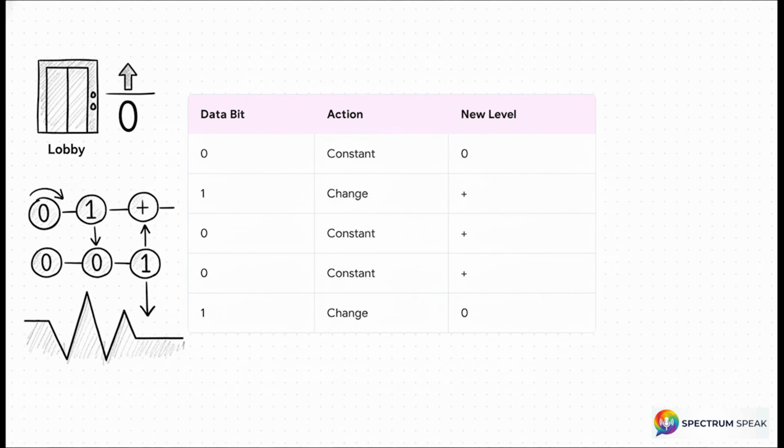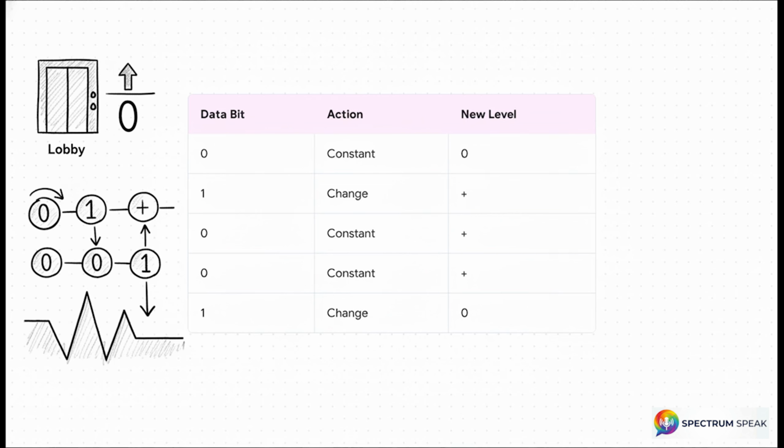Let's methodically solve the first few bits together. We'll start our elevator right in the lobby, at level 0. Our first bit is a 0, and remember the rule for 0? It's hold, so we stay at 0. The next bit is a 1. The rule for 1 is move to the next state, while the next state after 0 is positive.